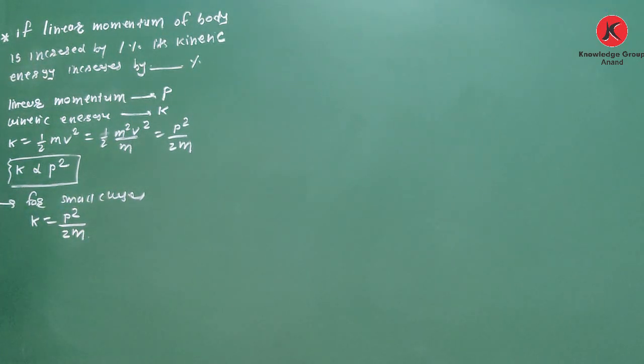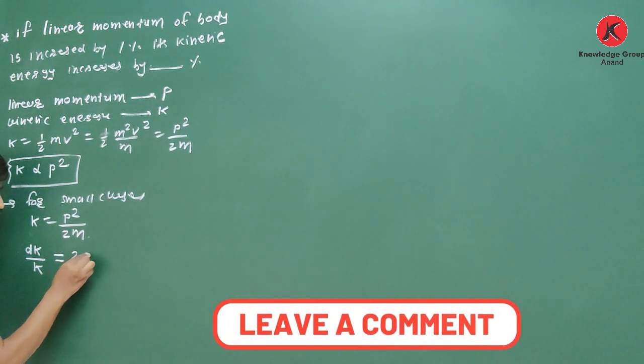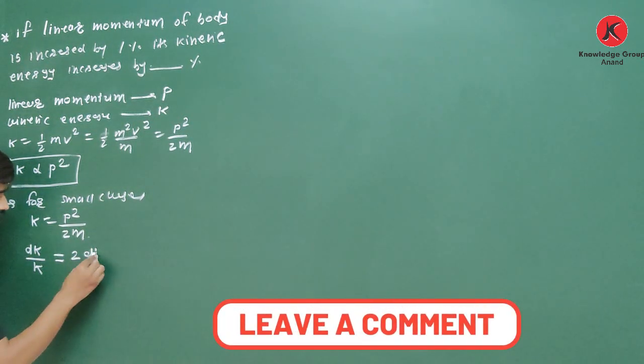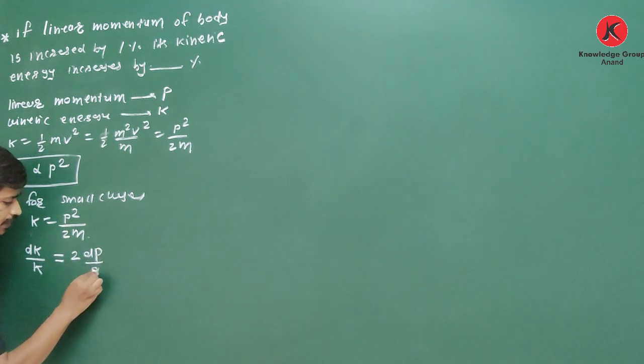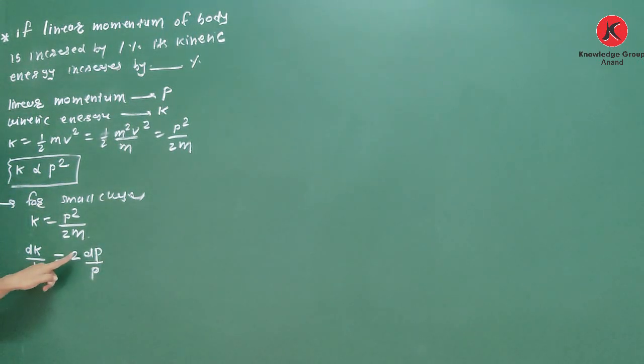What is the method? See here. Write dK upon K, that is change in kinetic energy upon K. Now, change in kinetic energy: 2 is constant, mass is also constant. Kinetic energy changes when momentum is changed. Then see how to write this p square: it is 2 dp upon p, where dp is the change in linear momentum.